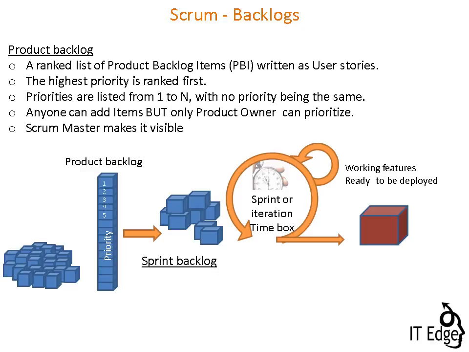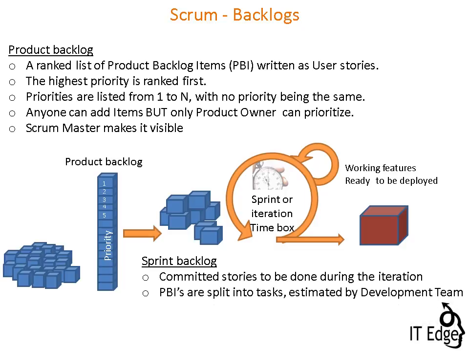What is a sprint backlog? It is the list of backlog items which will be done during the iteration as a team's commitment. Product backlog items are split into tasks and estimated by the team. This is the input to the sprint.